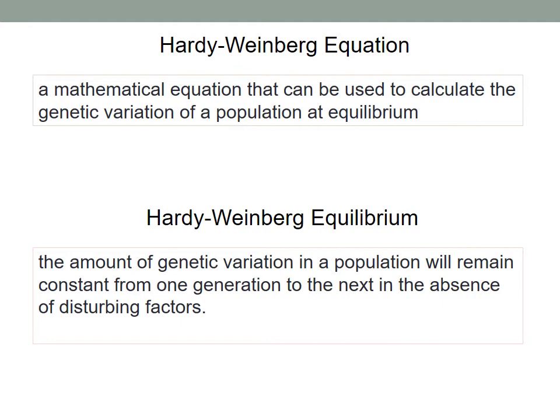In equilibrium, your population is not evolving. No one is entering, no one is leaving. The population is just constantly interbreeding inside of itself. The concept of their equilibrium is that the amount of genetic variation in a population is going to be constant from one generation to the next, as long as there are no disturbing factors like evolution, immigration, emigration, mutation. So if nothing's going on, if everybody is just constantly breeding inside of that group, you're at the Hardy-Weinberg equilibrium state.